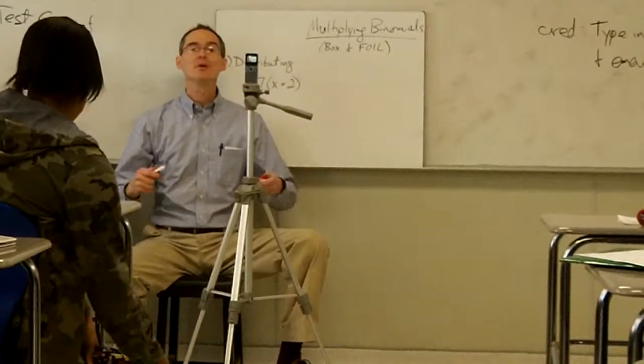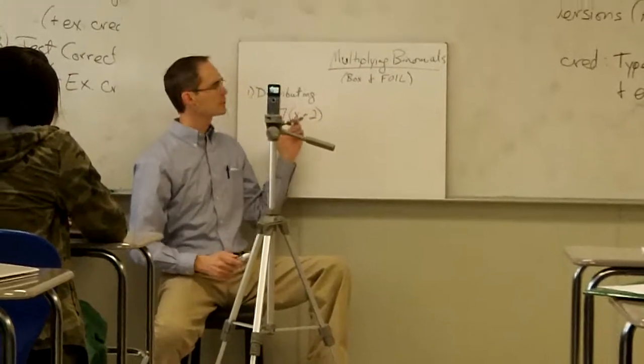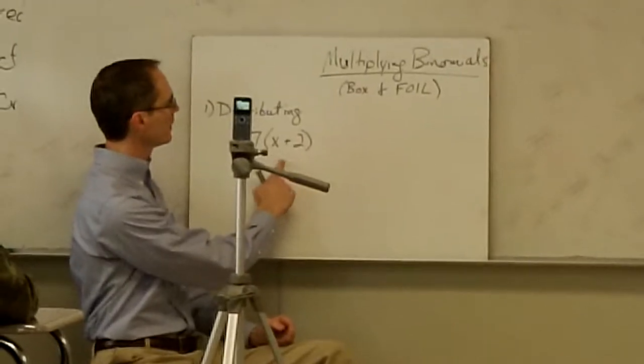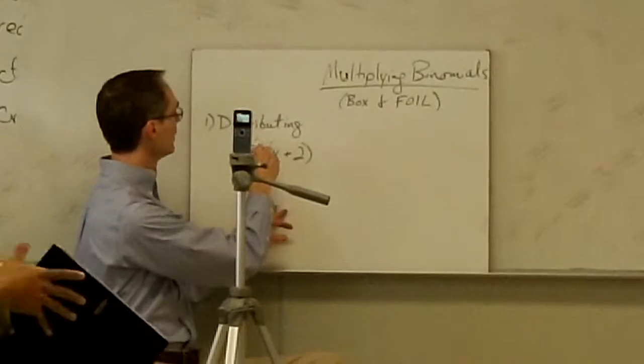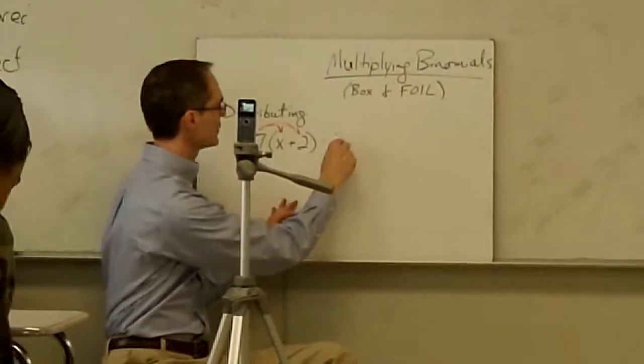Okay, this video is on multiplying binomials. I'm going to start out by talking about the distributive property, which we're all familiar with. If I want to use the distributive property to multiply these two numbers here, 7 times x plus 2, then I'll just take 7 times x, which is 7x.